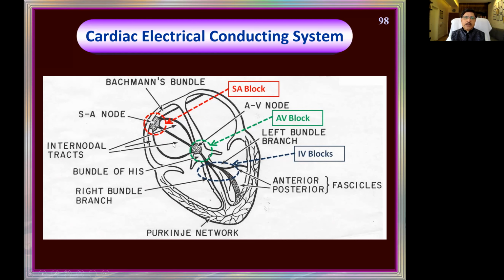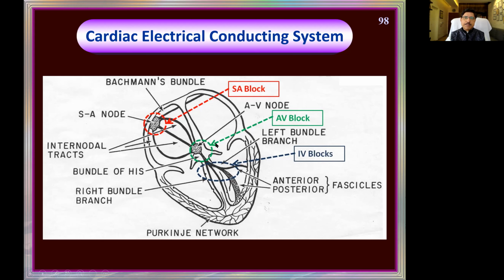Remember, there are three tracks which are relatively less significant than these bundles, but still some tracks are there, and one is very prominent, that is Bachmann's bundle. This Bachmann's bundle is important for the simultaneous activation of both the atria.